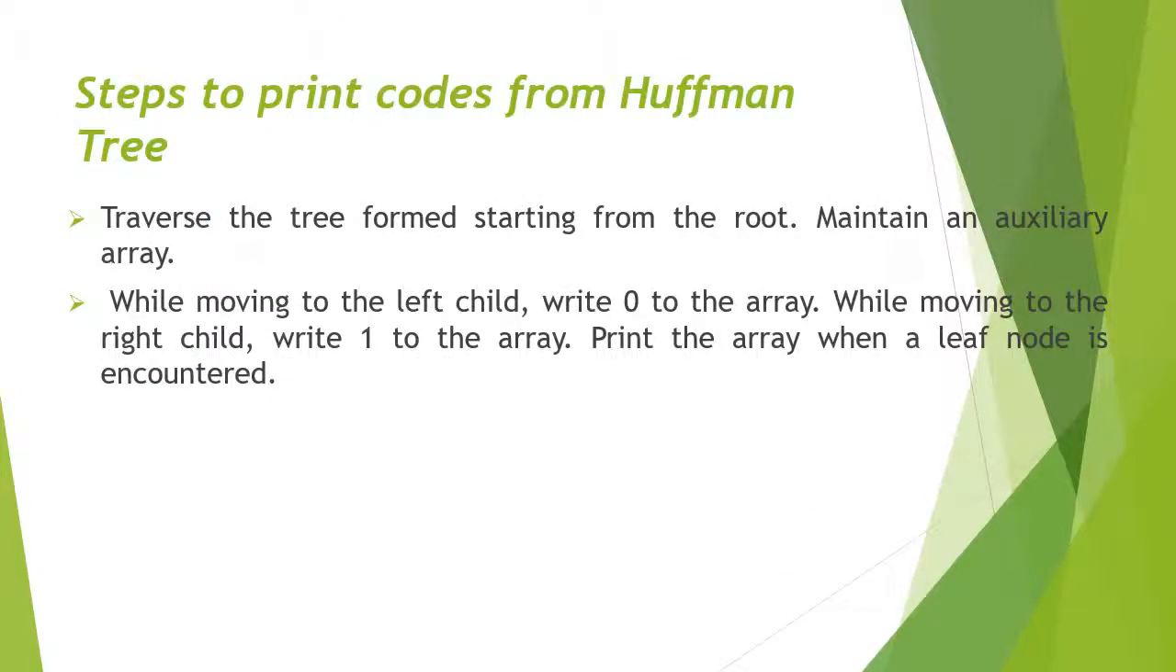Once the Huffman tree is created, what is the next step to be followed? That is, how are we going to print the codes using the Huffman tree? These are the steps to print the codes from the Huffman tree. In the first step, visit the tree from the root node and maintain an array. While moving to the left, assign the left-sided values 0, and while moving to the right, assign the right-sided values 1. And print the array when a leaf node is encountered, that is, print the entire array when you encounter the character with the frequency value given previously.